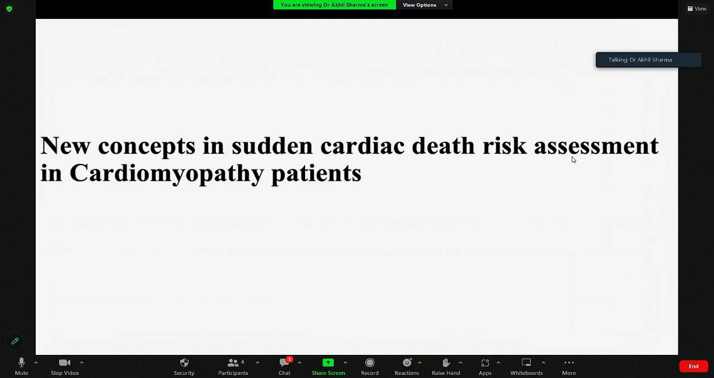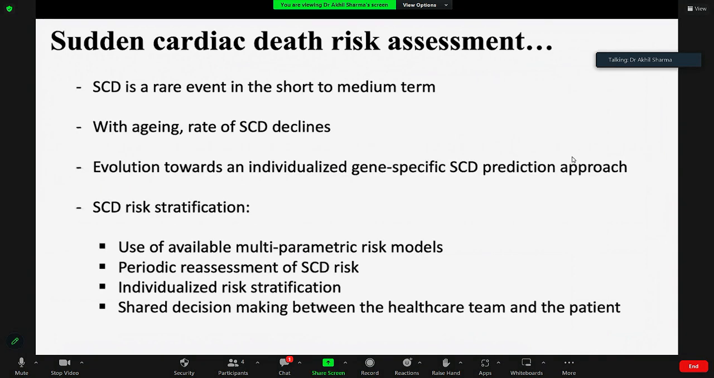A new concept in sudden cardiac death risk assessment in cardiomyopathy patients: as we are all aware, almost the maximum mode of death in these patients is usually sudden cardiac death. So we have to identify their risk profile and manage accordingly. These guidelines give us the idea that a risk score is a better way in comparison to risk factor assessment.